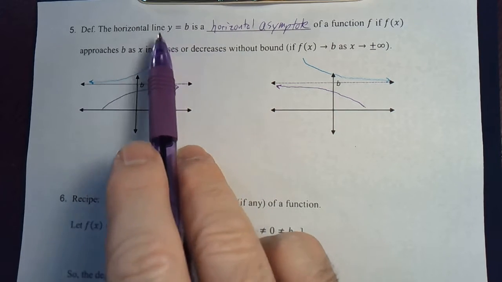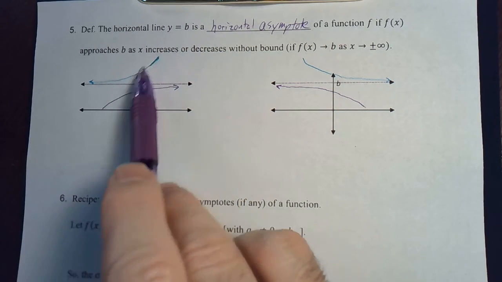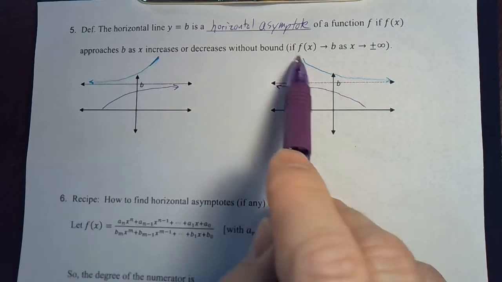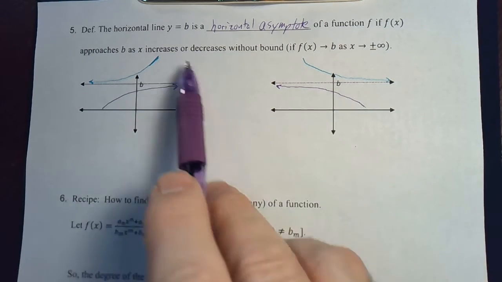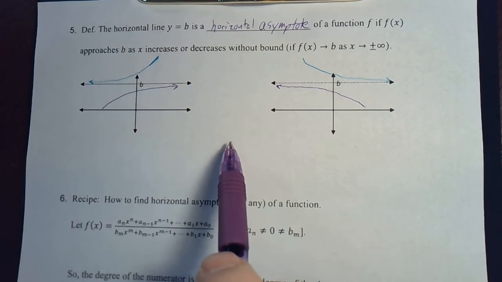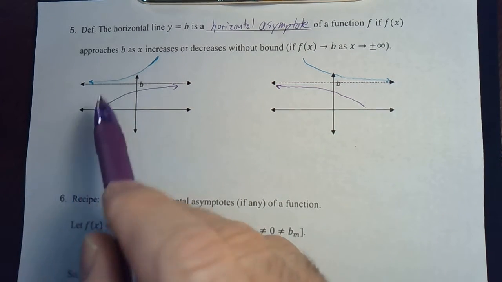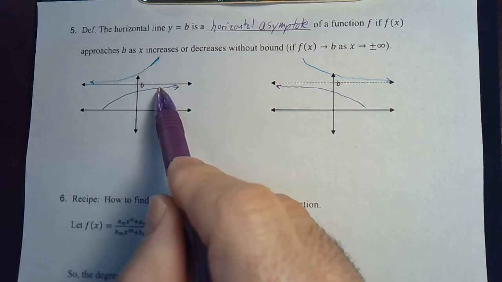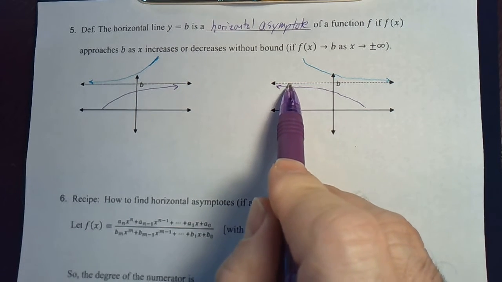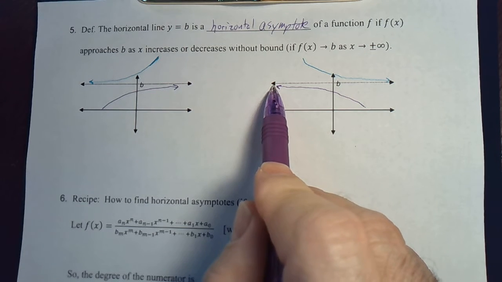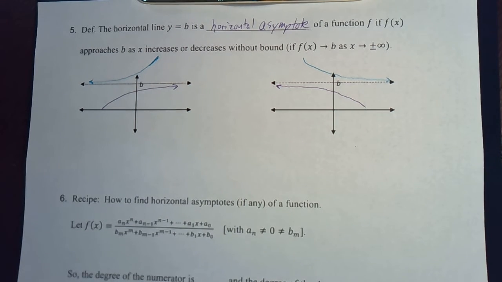So we basically have all four of the possibilities here. If you're above the line, you could approach b as you go to negative infinity or to positive infinity. If you're below the horizontal asymptote, you could increase to it as x goes to infinity, or you could increase to that height as x goes to negative infinity. So that's what a horizontal asymptote would look like.